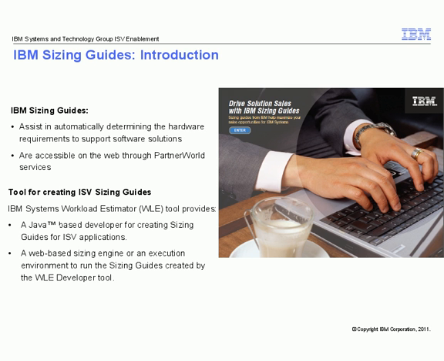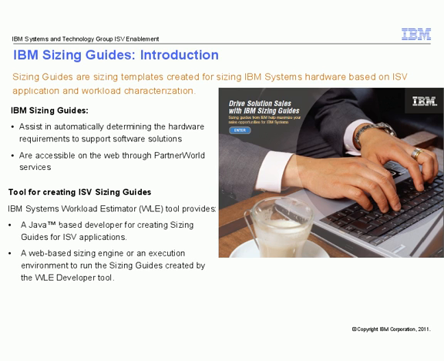Having the right sized hardware for your software solutions can make all the difference between a successful sale and a lost opportunity. It sets the correct customer expectations. IBM Sizing Guides are sizing templates that are created for sizing IBM systems hardware based on ISV application and workload characteristics. The IBM Sizing Guide tool assists in automatically determining the necessary hardware requirements to support your software solutions.